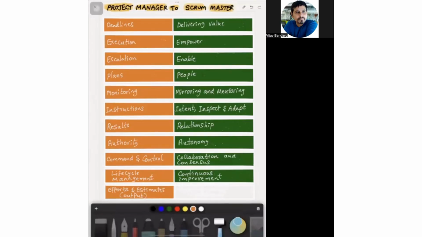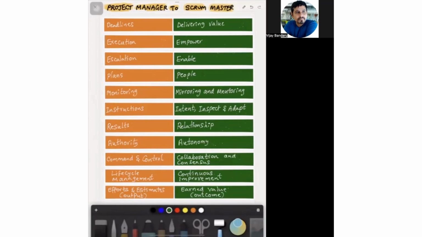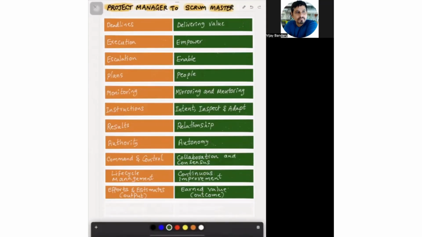Efforts and estimates focus to earned value focus. Efforts and estimates, we generally call it output focus, and earned value is nothing but outcome focus. So it is more of a shift from output thinking to outcome thinking. And finally, supervising mode to self-managing mode. That means moving from micromanaging and continuously monitoring the teams, to helping the teams be more self-managing by teaching them how they can manage their work on their own, how they can track their work on their own, how they can resolve the impediments as much as possible on their own. This is called making people self-managing.